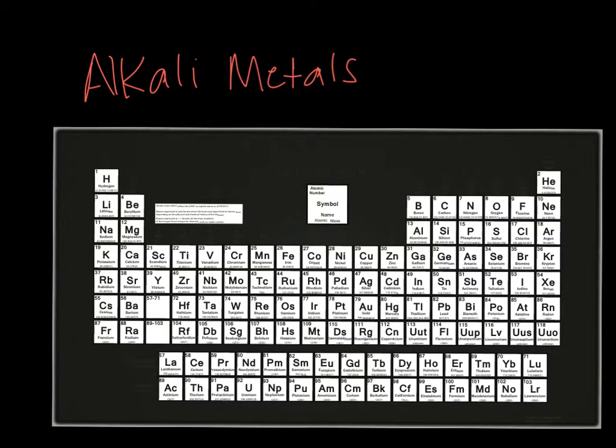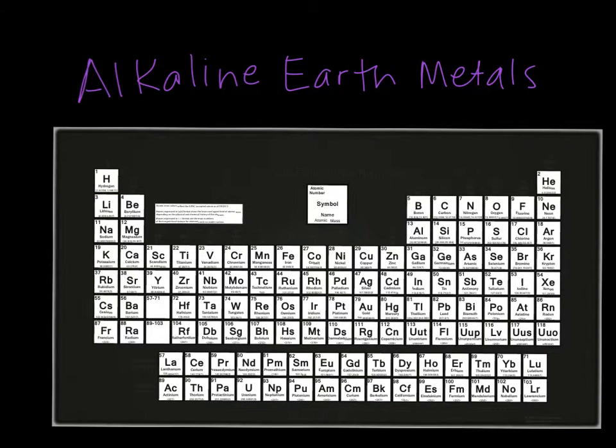And so the alkali metals is this first group right here. And that is known as group 1 or 1A. Alright, and then the second group is going to be the alkaline earth metals, and it's going to be all of these. And it's known as group 2 or 2A.